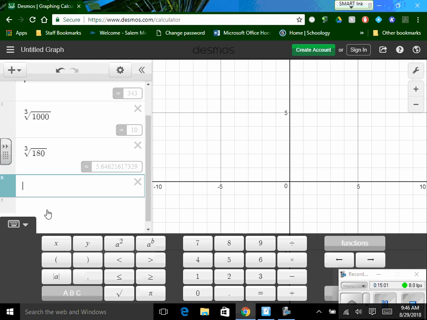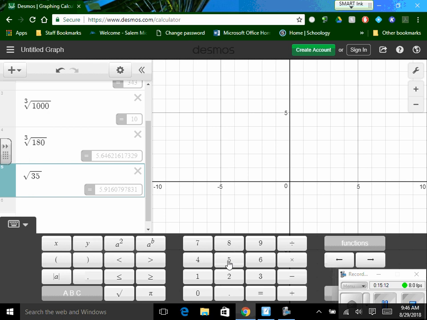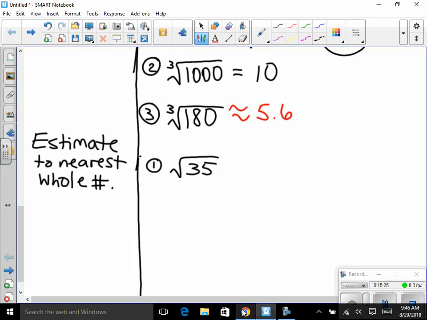So again, hit your next arrow down or your next spot underneath where you were. Square root is on the keypad on the left, and then 35. And the trick with rounding is if the number right behind the decimal, this tenths place right here, is 5 or higher, you are going to round up. So because it's a 9, we're going to bump the 5 up to a 6. Okay, so for this one, the square root of 35 is about 6.